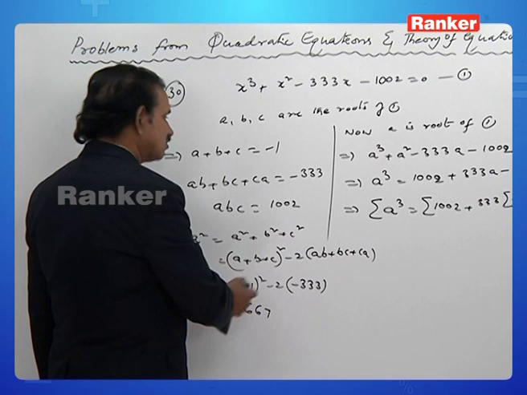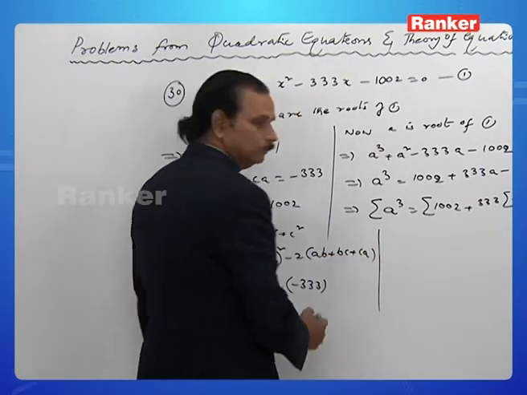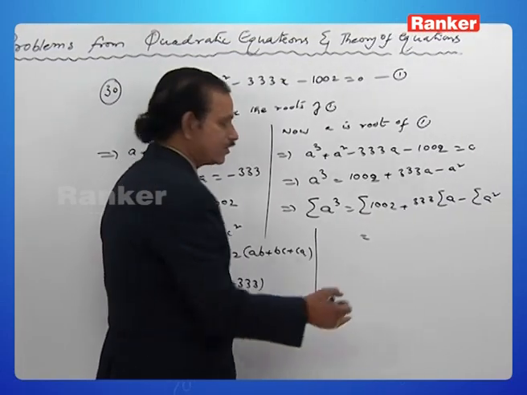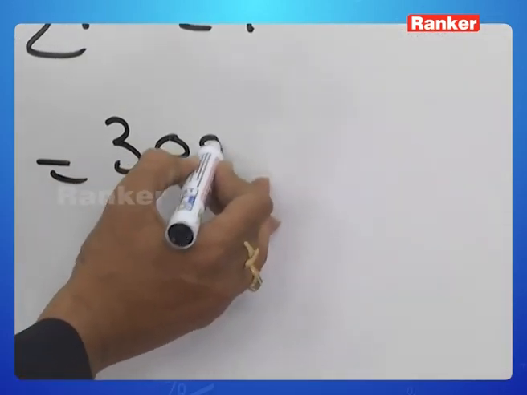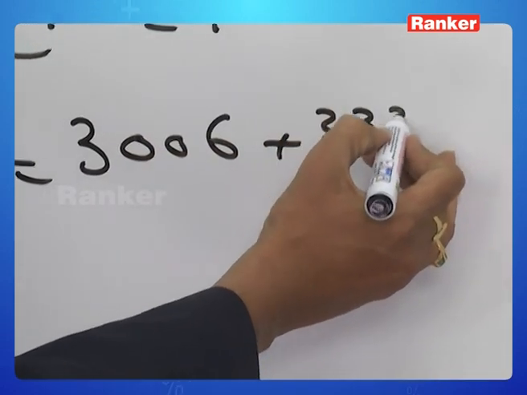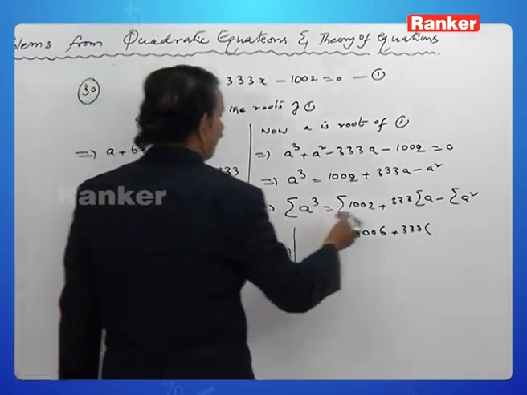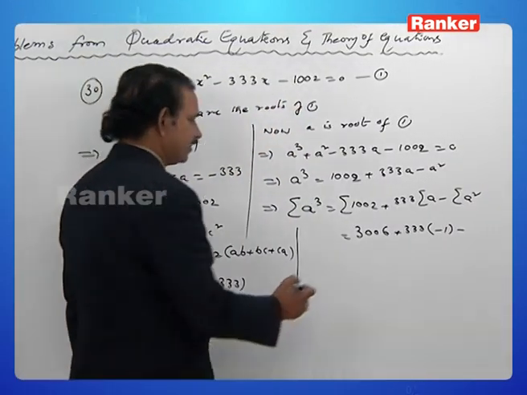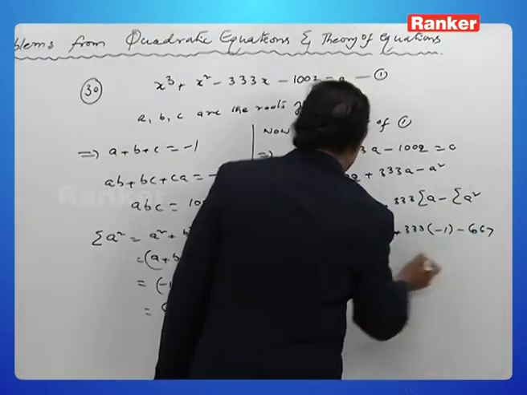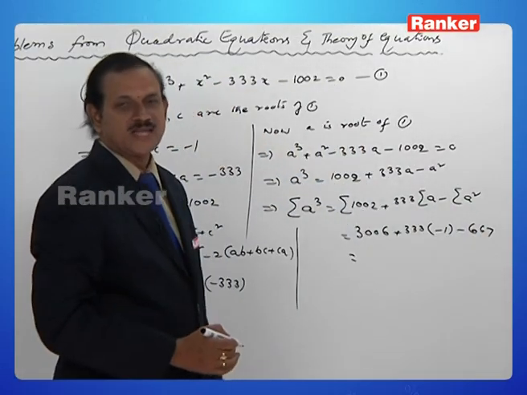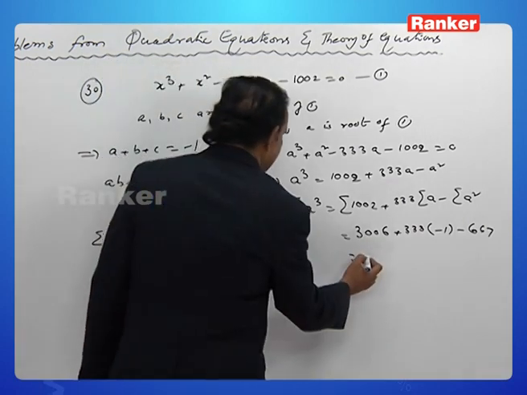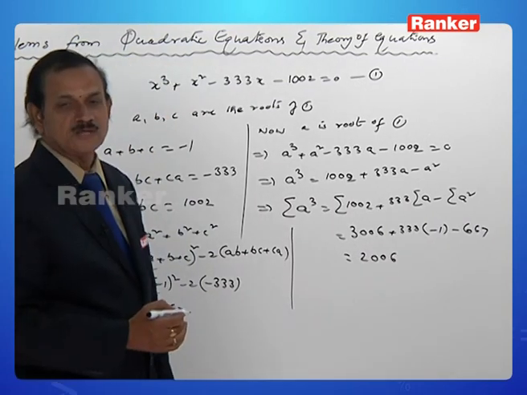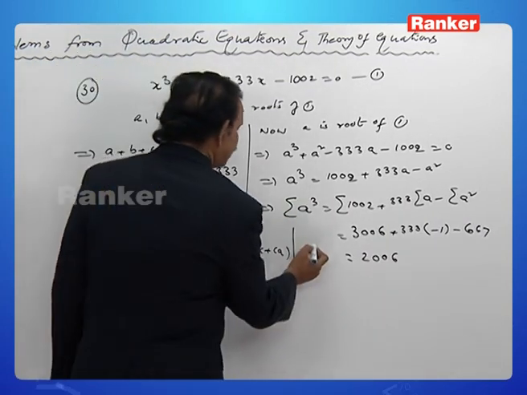Now let us make use of this information here to get sigma a cube. What is sigma a b c, 1002? 3 into 1002, that is 3006, plus 333 into, what is sigma a? It is a plus b plus c, it is minus 1. What is sigma a square? We have just noted it, it is 666. If you simplify, you can easily observe that it is just nothing but 2006. It is 2006. What is sigma a cube?